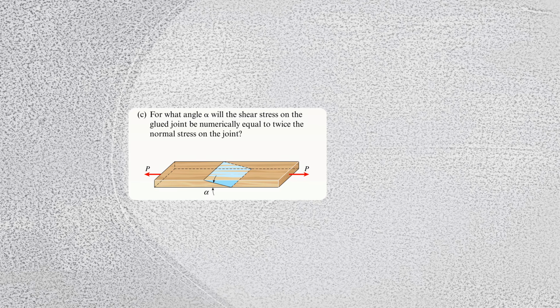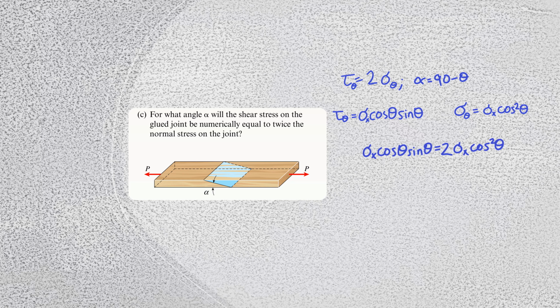Then, for what angle alpha will the shear stress on the glue joint be numerically equal to twice the normal stress on the joint? So, we know that tau is going to be 2 sigma, alpha is 90 minus theta, and we also have these relationships. So if we're going to set one of them equal to double the other, do some algebra here, we're going to find that tangent of theta equals 2. If you do arctangent of that, and then of course 90 minus that because we want alpha, not theta, then you're going to get 26.6 degrees.